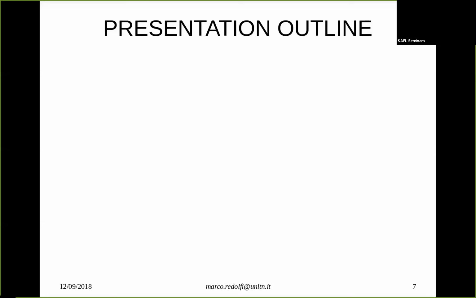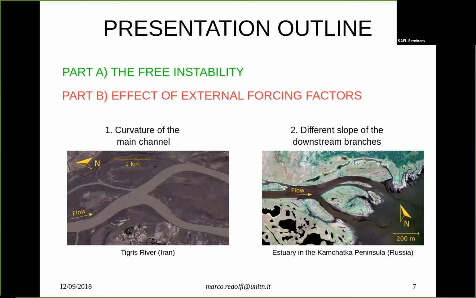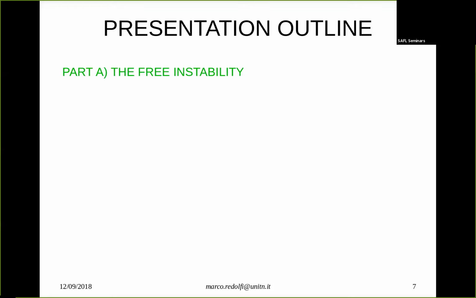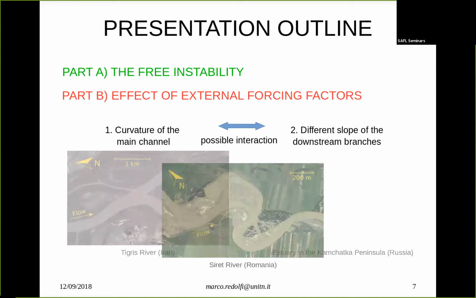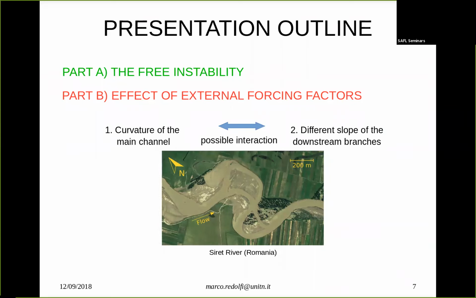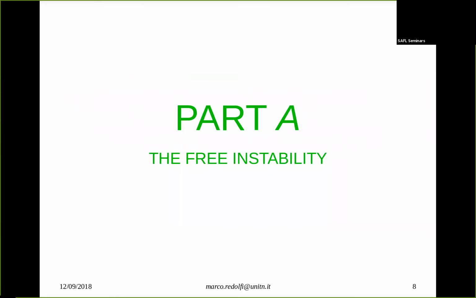My presentation is about these 2 kinds of factors. The first part of the presentation will be about the free instability, the spontaneous development of an asymmetric solution. In the second part, I will try to analyze the effect of external forcing factors. Specifically, I will consider the effect of the curvature of the upstream channel, the effect of the different slope of the downstream branches, and the possible interaction between these two external factors.